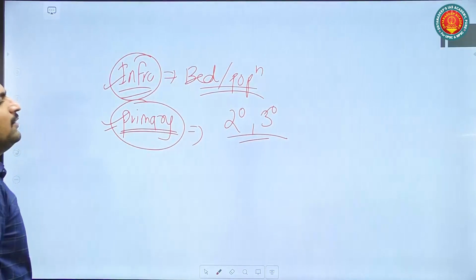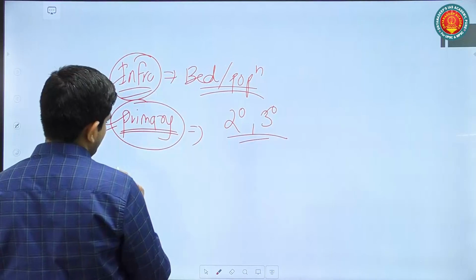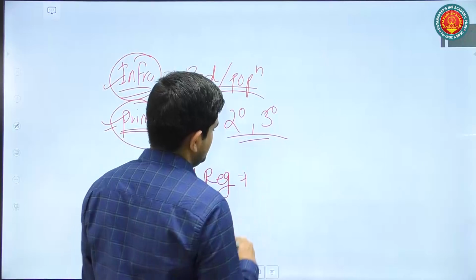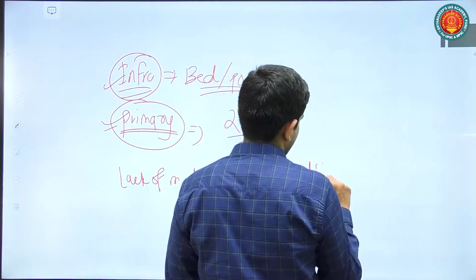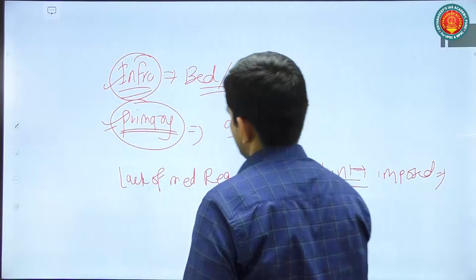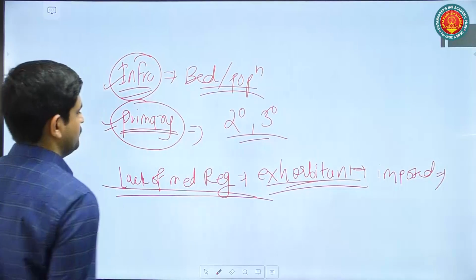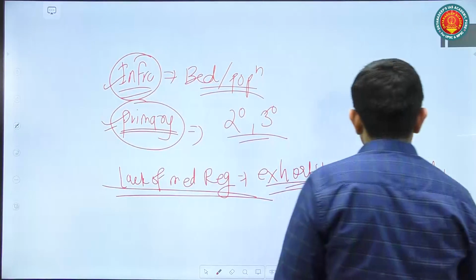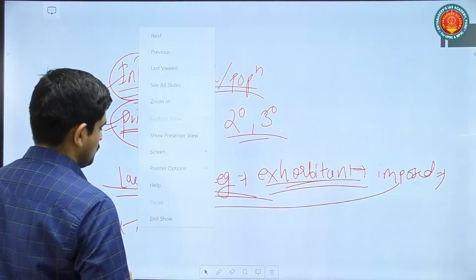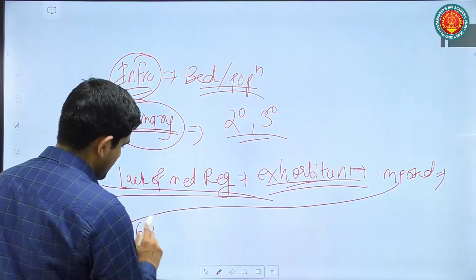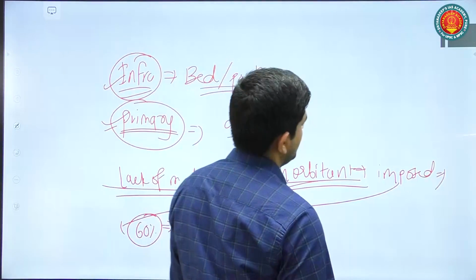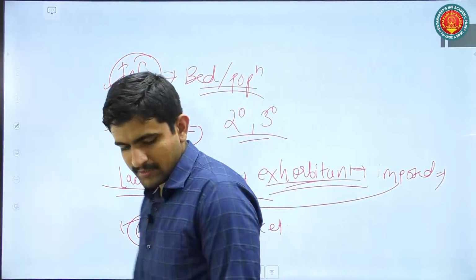Then with respect to healthcare, we also have another issue, for example, the lack of medical regulations. You might have seen that exorbitant costs are imposed on patients. Due to the lack of medical regulation, exorbitant costs are imposed on common people, and they have to spend around 60% as out of pocket expenditure. So here also we are lagging behind. These are the various problems that our healthcare sector is facing.